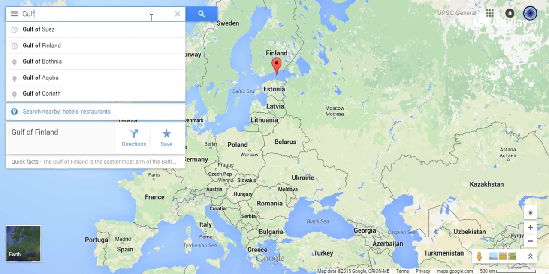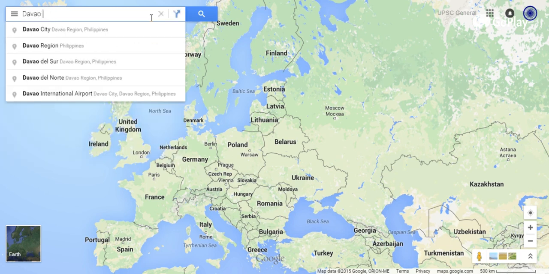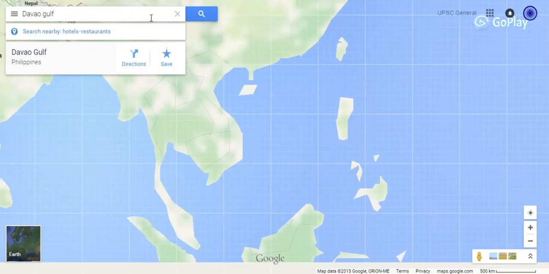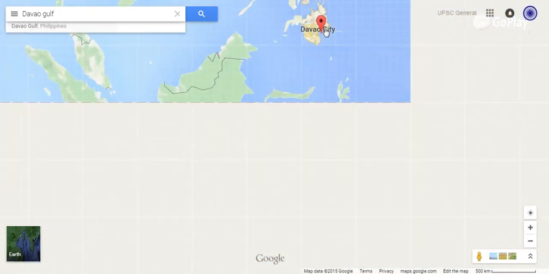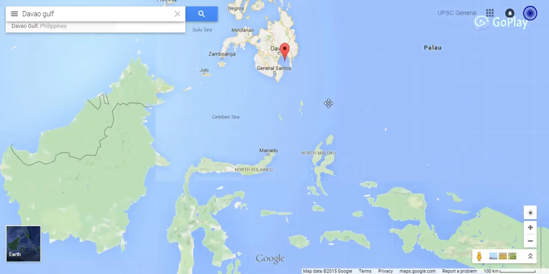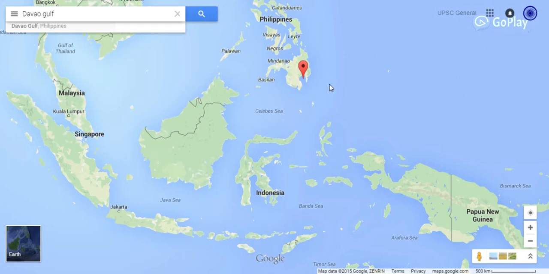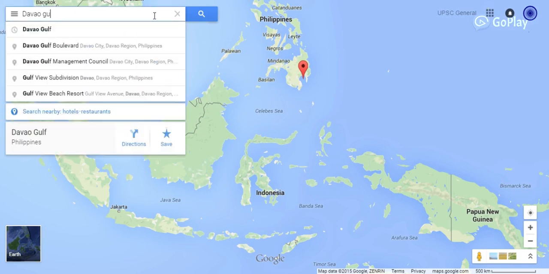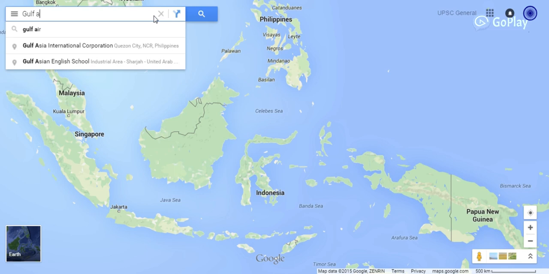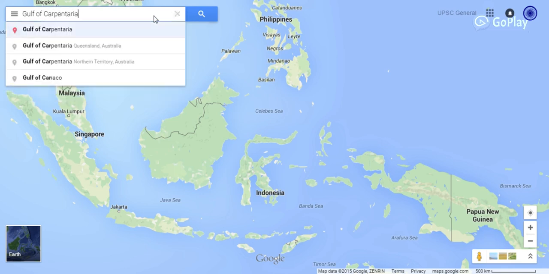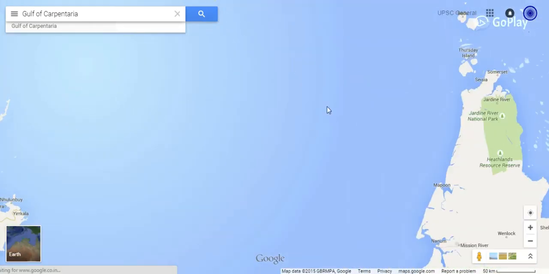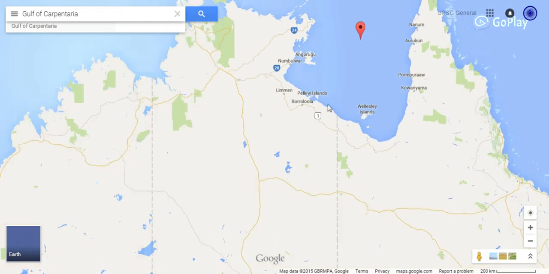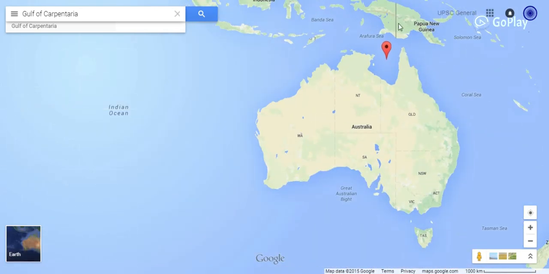And next look at the Davao Gulf. This Davao Gulf is found in Mindanao in the Philippines. Next, let's look at the Gulf of Carpentaria. It is present between Australia and New Guinea. This is northern Australia, and this is New Guinea.